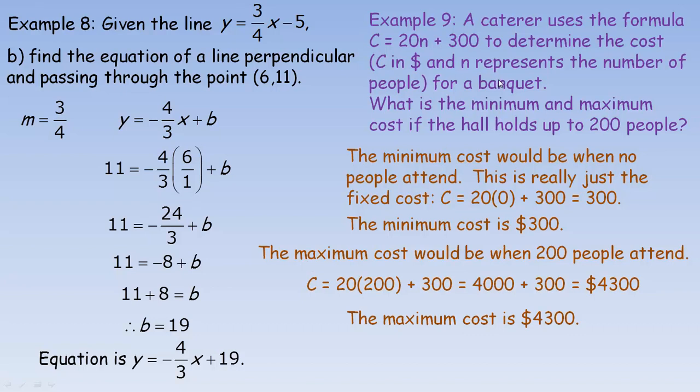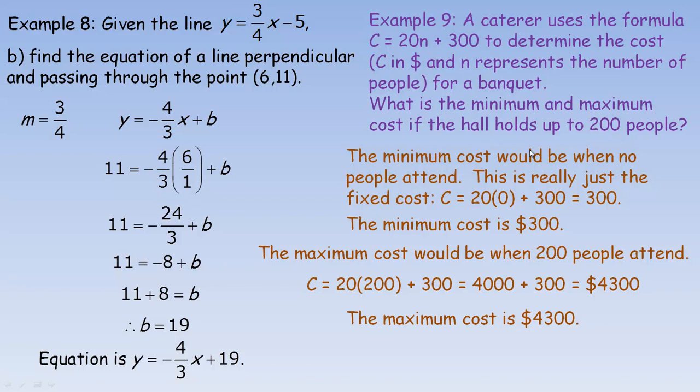Example number 9. We're told that this caterer uses the formula C equals 20n plus 300 to determine the cost. C is in cost and n represents the number of people for a banquet. And we're asked what's the minimum and maximum cost if the hall holds up to 200 people for the event. That's the venue size. Fire marshal won't allow any more than 200 people in.